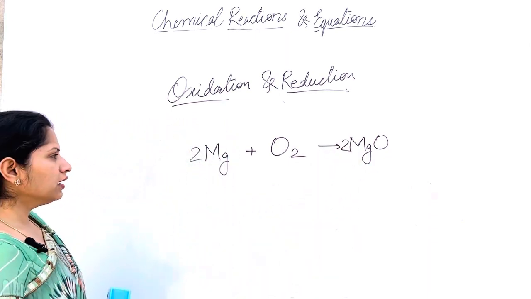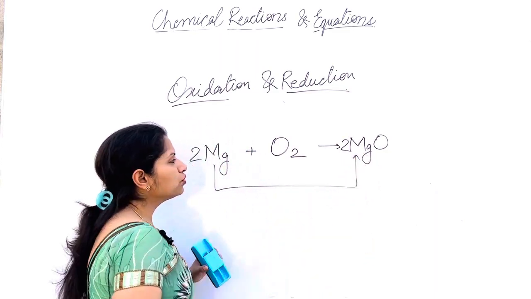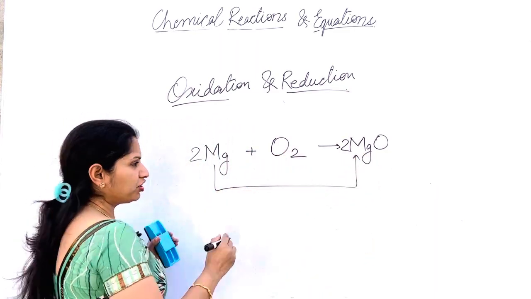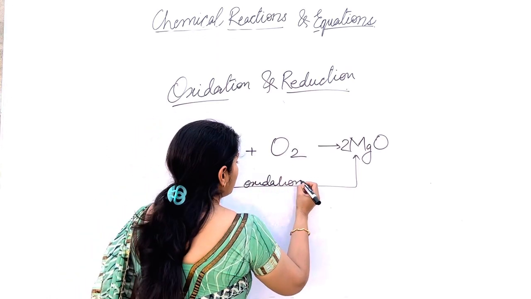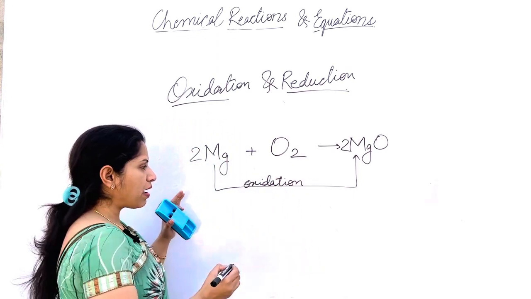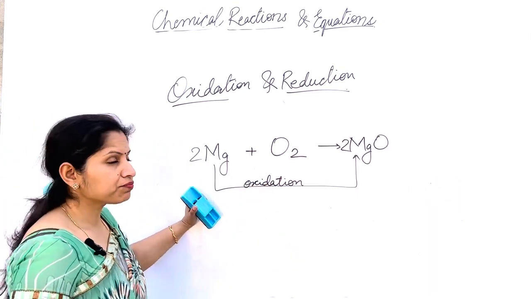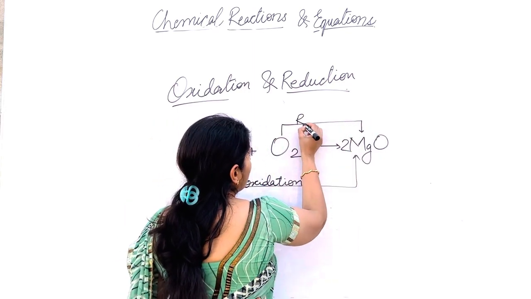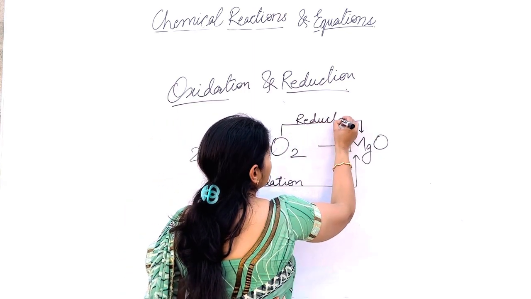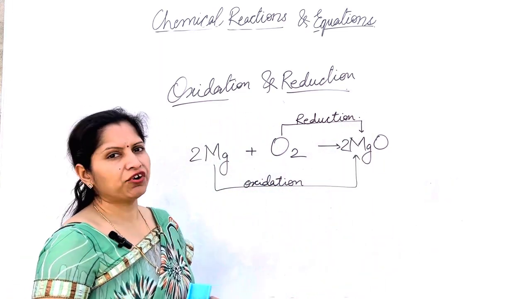Okay. Here, magnesium is combining with oxygen. So, this type of reaction is an oxidation reaction. What is happening with magnesium? Magnesium is undergoing oxidation. What is happening with oxygen? Oxygen is undergoing reduction.